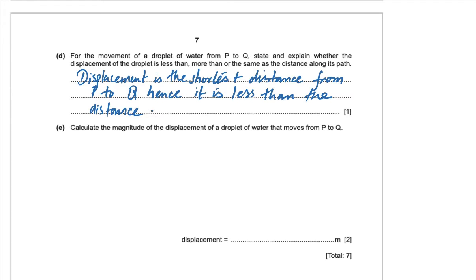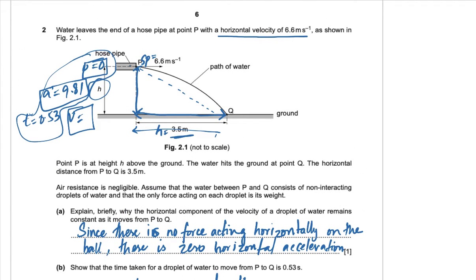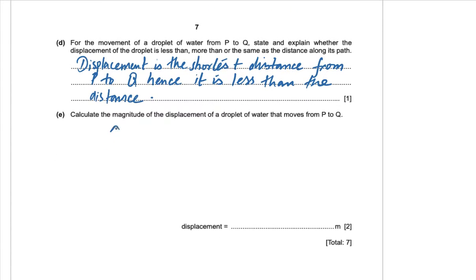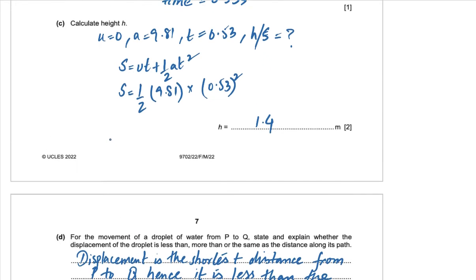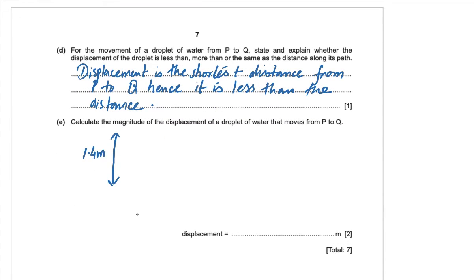Part E, calculate the magnitude of the displacement of a droplet of water that moves from P to Q. As I mentioned earlier, this plus this is the distance that the water droplets will be covering, and this was the displacement, which is the shortest distance from point P to Q. So I'm going to redraw this exact triangle over here. This was the vertical part of the distance, and the height that we calculated in part C was 1.4 meters. I'm going to label that as 1.4 meters.